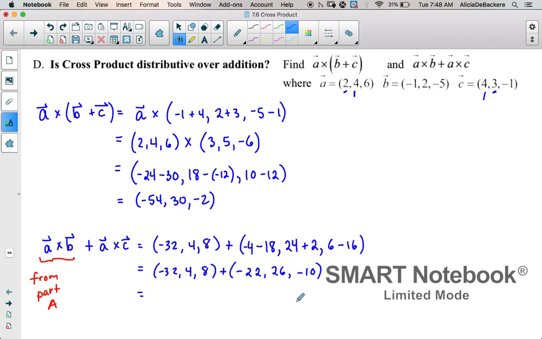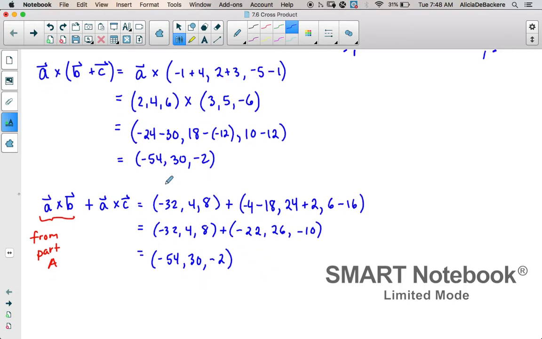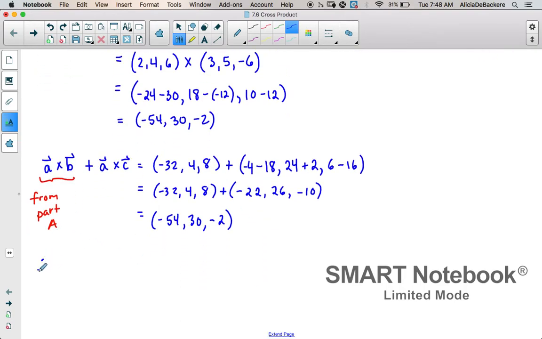All right, so hopefully you came up with that same answer. Now we've got just an addition of two vectors. So here I'm just adding the matching components. So negative 32 minus 22, that gives me negative 54. Looks promising so far. Then the y values, we've got 4 plus 26, 30. And then finally the z value is 8 plus negative 10, that's negative 2. And we do have the same thing. So what we see here, we've only shown it with one example, but it does work in general. You could check it with all variables if you wanted, and that would prove your work. The cross product is distributive over addition.